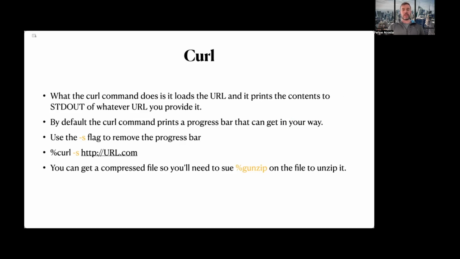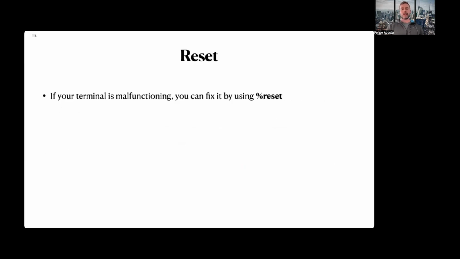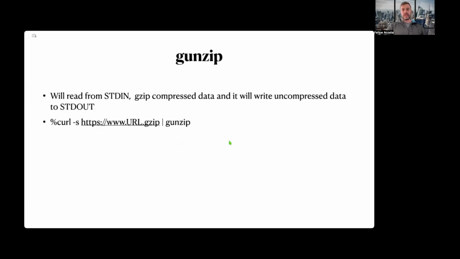So curl -s, and then whatever URL you want to feed it. You can get a compressed file, so you'll need to use gunzip on the file to unzip it. Gunzip is a command to unzip files, kind of like the tar command, similar to that one. Reset is a simple command. It basically resets your terminal in the case that it is not working for whatever reason. You can use the reset command.